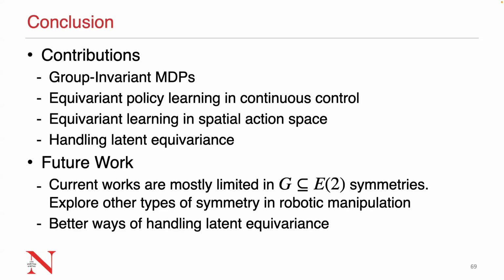And also, we might want to find better ways of handling latent equivariance, like the last part of the talk. That method is good, but maybe there are better ways of handling it, or maybe we can provide a theoretical explanation of it, because right now we only demonstrated experimentally that it's helpful. We have some intuition, but we don't have a very theoretical explanation.